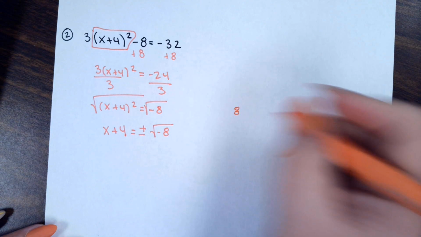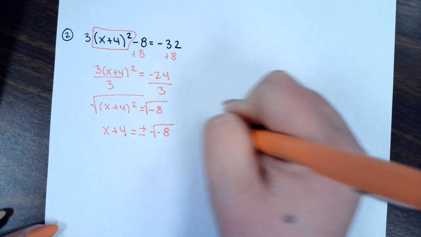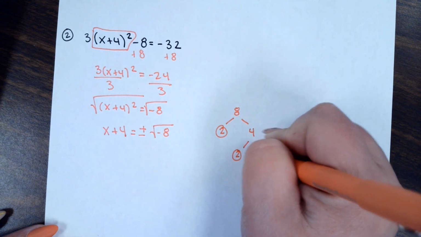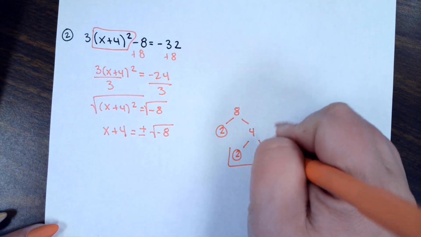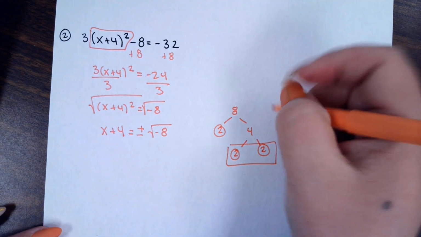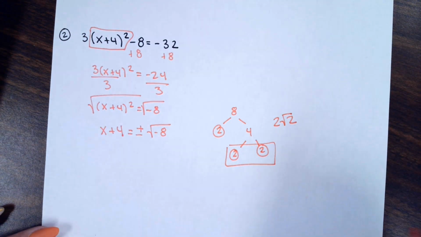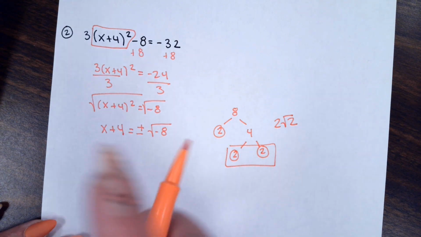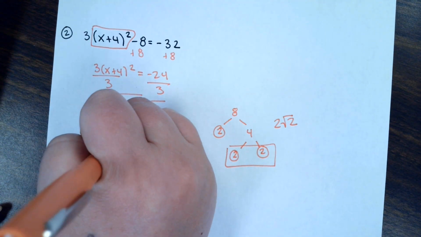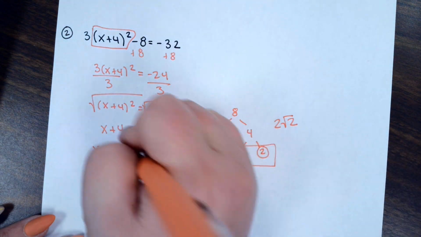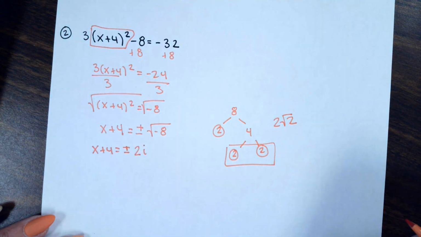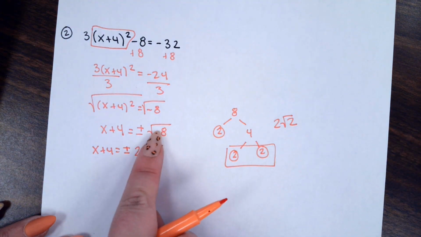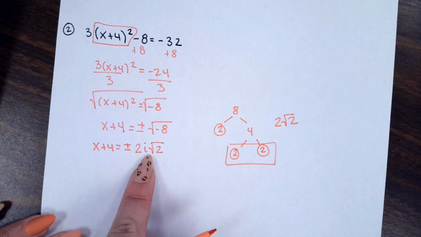So let's simplify 8. It'd be 2 and 4, 2 and 2. So we have a pair of 2's. So the square root of 8 would simplify to 2 root 2. However, we have this negative under our square root. So what it's really going to be is x plus 4 equals plus or minus 2i root 2. When you have a negative under the square root, we've got to pull out that i before we can do anything.